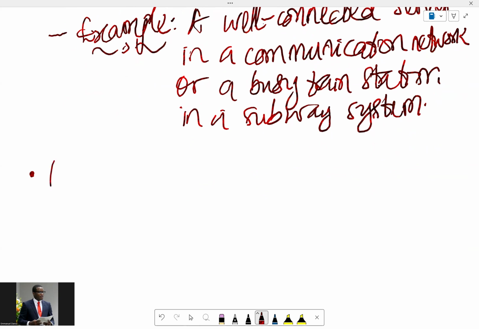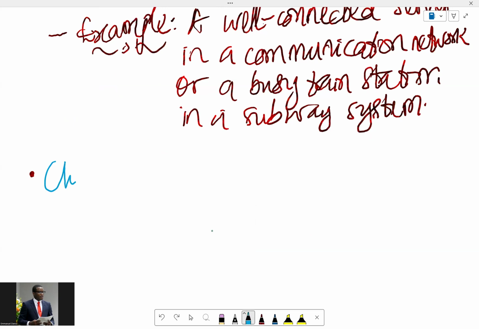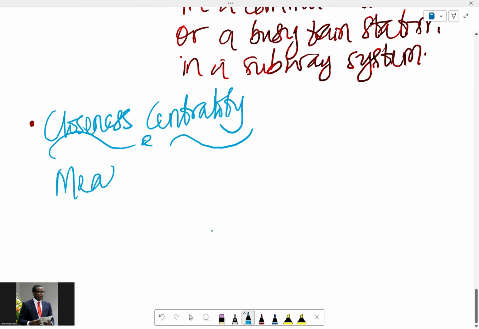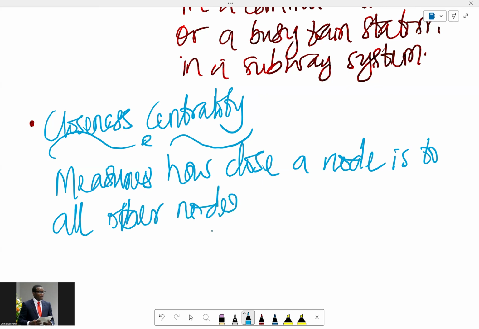Let's talk about closeness centrality. Closeness centrality measures how close a node is to all other nodes.